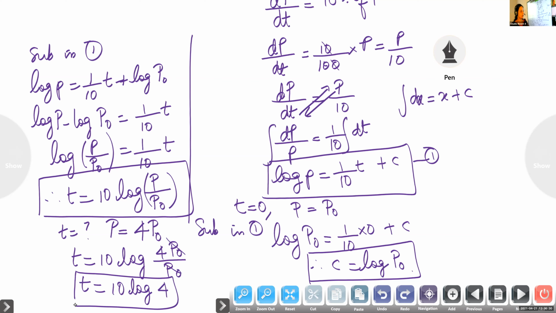So this comes under the topic growth and decay model. In your syllabus, it's given under the topic growth and decay model, based on differential equation and integration.